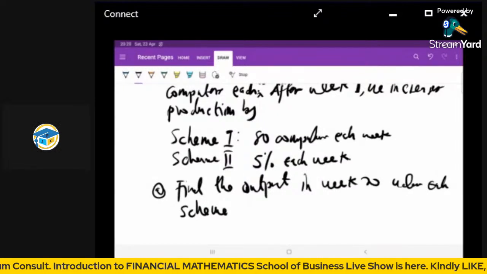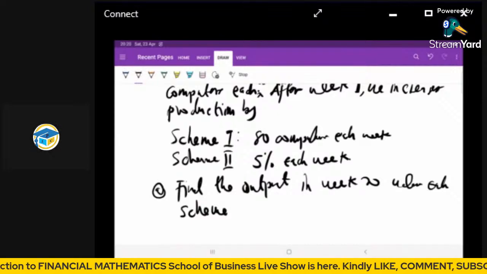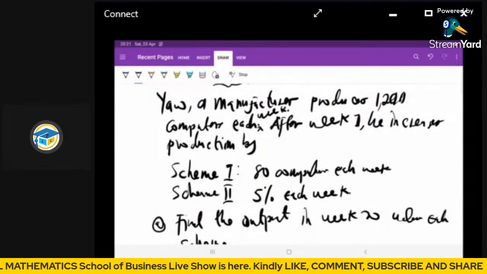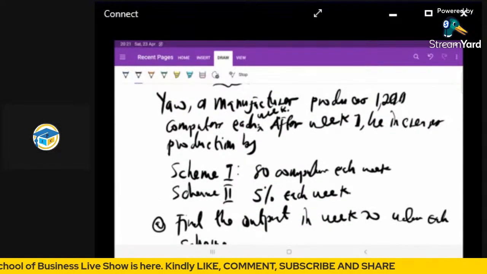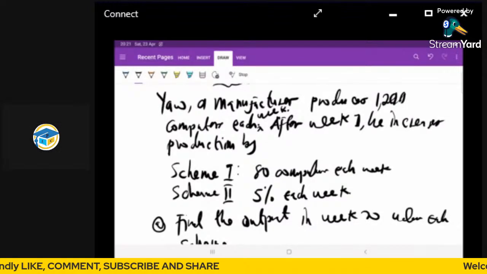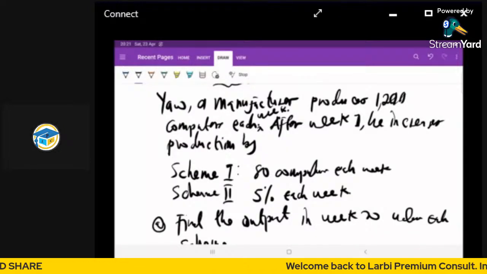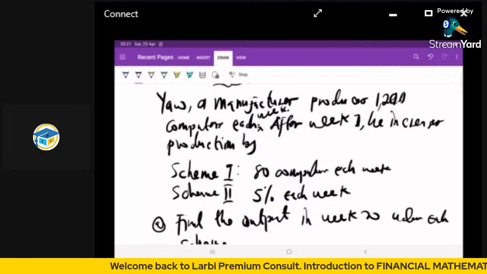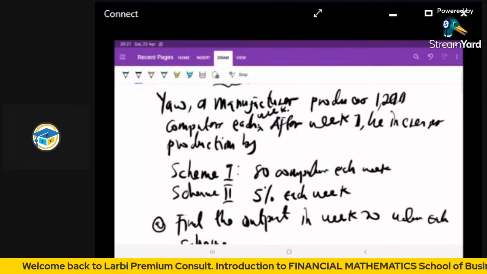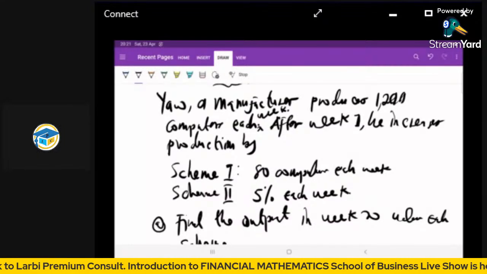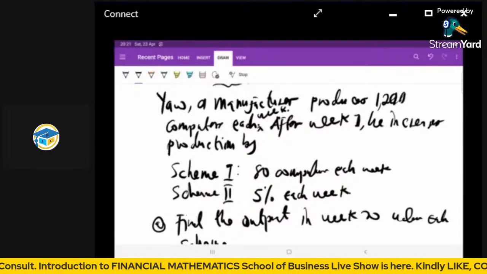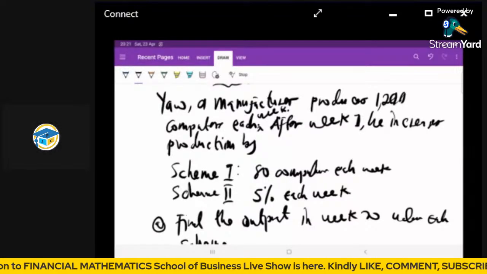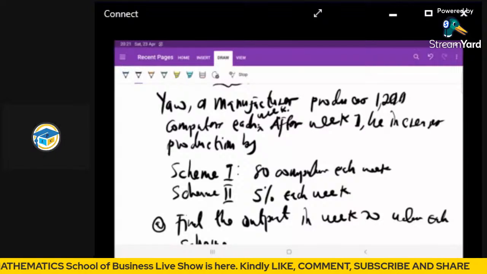So how do you go about this? It's very simple. You can clearly see that Yao produces 1,200 computers each week. So in the first week he produces 1,200. That 1,200 is going to be your A, your first term. And in the question, you are told that he increased the production by 80 computers for the first scheme. So the 80 is going to be the difference.